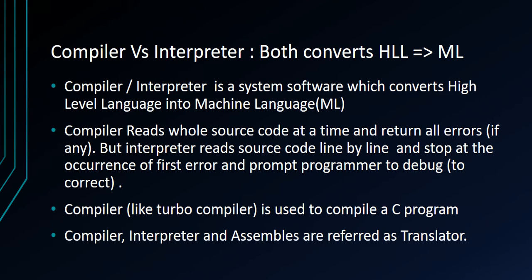A compiler is used to compile a C program. As I have discussed, a C program is compiled, not interpreted, and the most common compiler is Turbo C compiler. It is available in both DOS mode and Windows mode. Okay, but the most popular was the Turbo compiler in DOS mode.